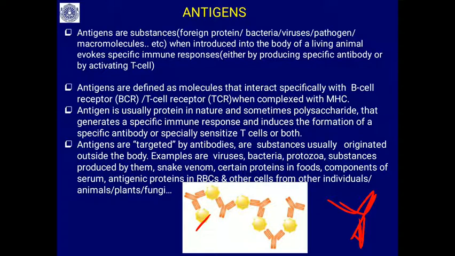If blood antigen compatibility is not there, then those are the components from the serum, antigenic proteins in the RBCs. So, other cells from other individuals, or else other animals, or from plants, or from fungi, all these are foreign substances. They are getting into the body of an animal. They may induce a humoral immune response or a cell mediated immune response. So, those are called antigens.